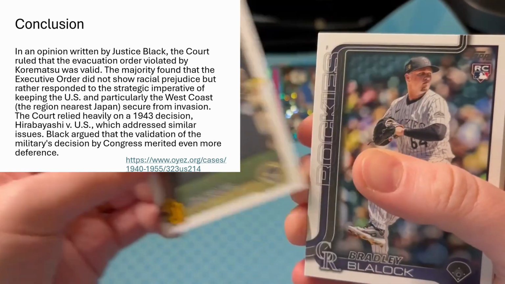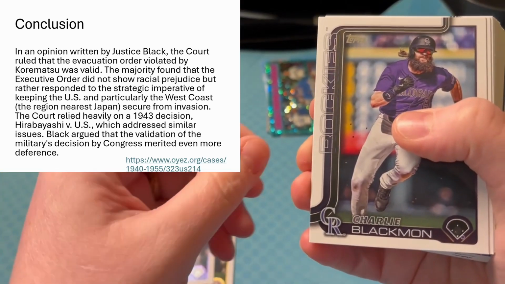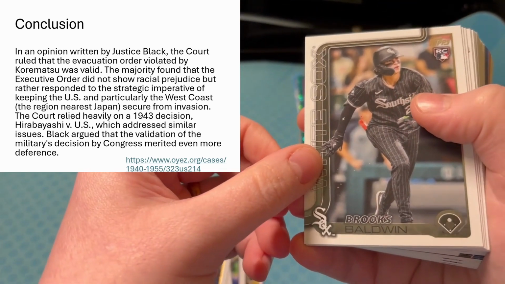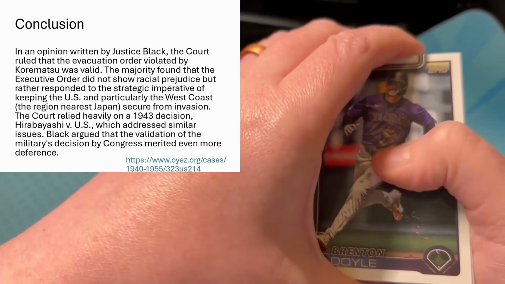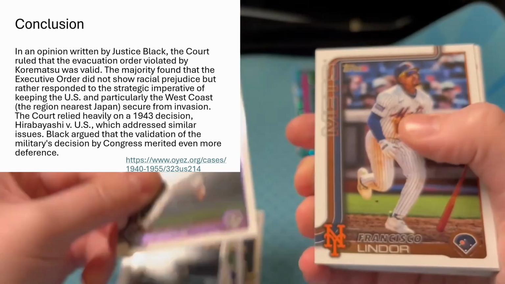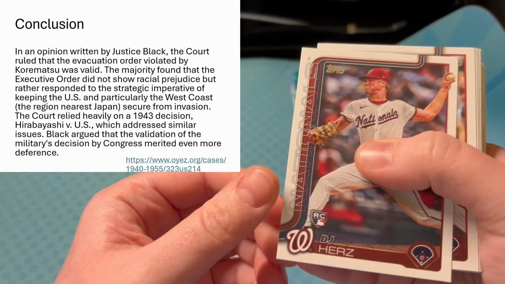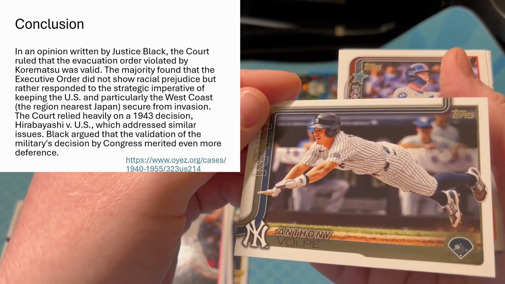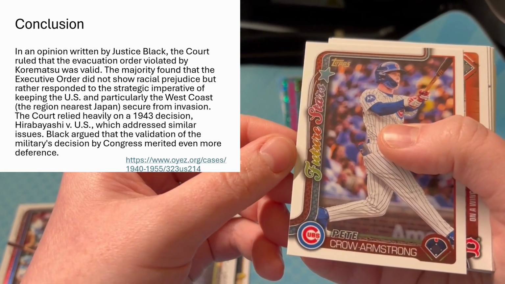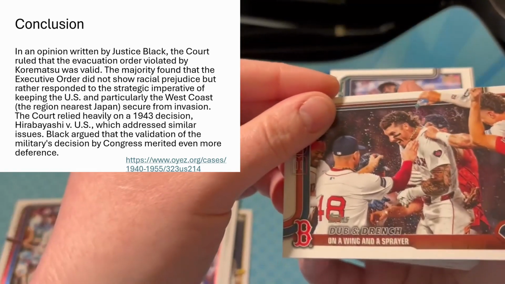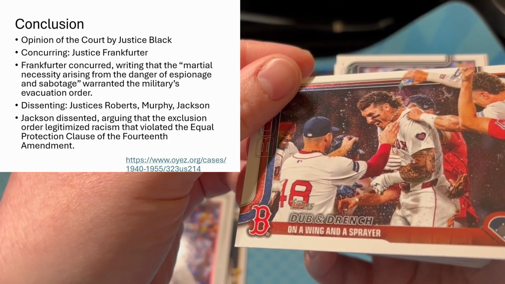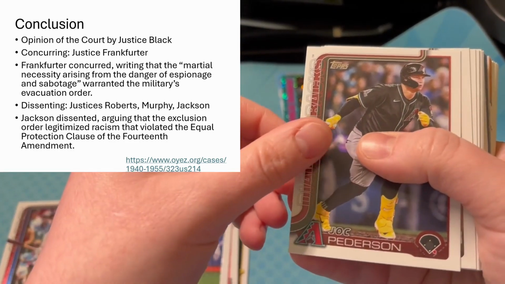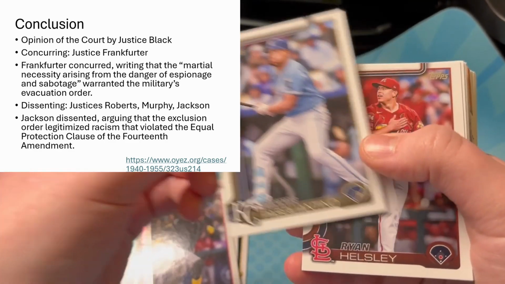The majority found that the executive order did not show racial prejudice, but rather responded to the strategic imperative of keeping the U.S., and particularly the West Coast, the region nearest Japan, secure from invasion. The court relied heavily on a 1943 decision, Hirabayashi versus the United States, which addressed similar issues. Black argued that the validation of the military's decision by Congress merited even more deference. So it is important to read the conclusion, and in this case, for me, more important to read the dissent.